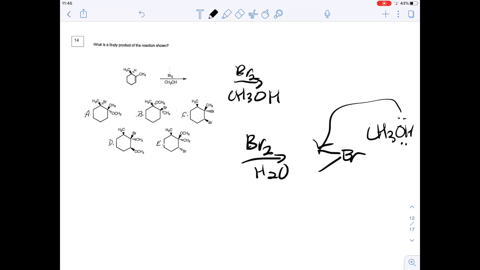So what that means is that one of them is going to be on a wedge and one is going to be on the dash. They are not going to both be on wedges or both be on dashes. Okay?